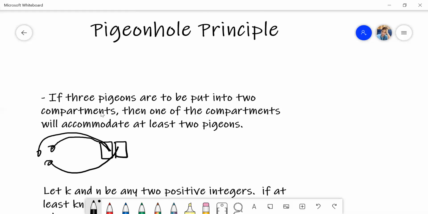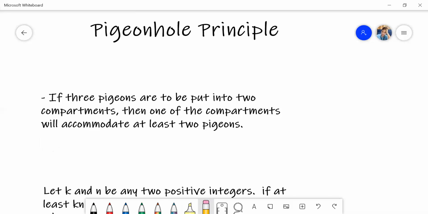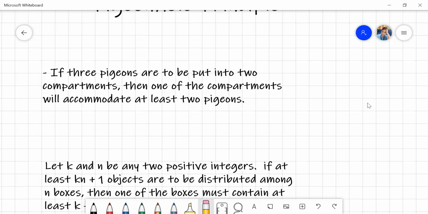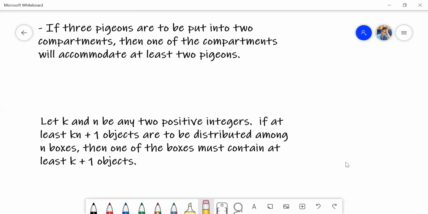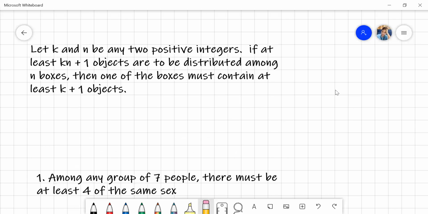But of course, we're not limited to considering only three pigeons and two compartments, or five pigeons with four compartments, rather. So we will have to generalize that. Basically, the pigeonhole principle is already a claim, which means it's already a theorem. So we will consider the theorem here in order to apply this concept to solve certain problems. So this is now the theorem.